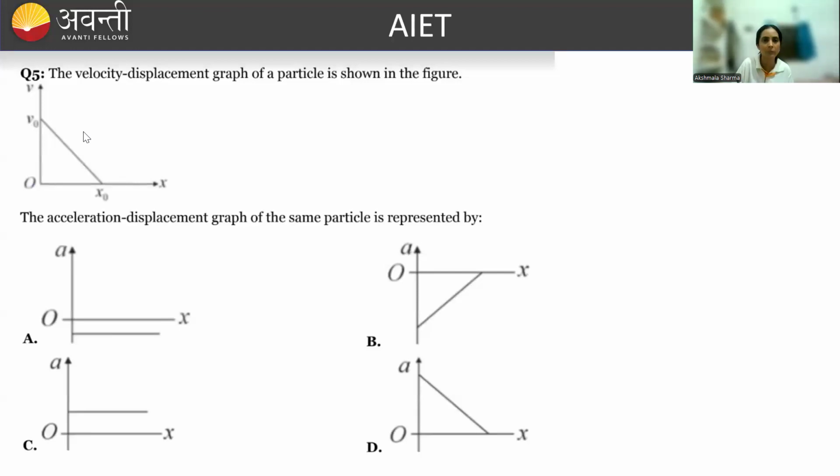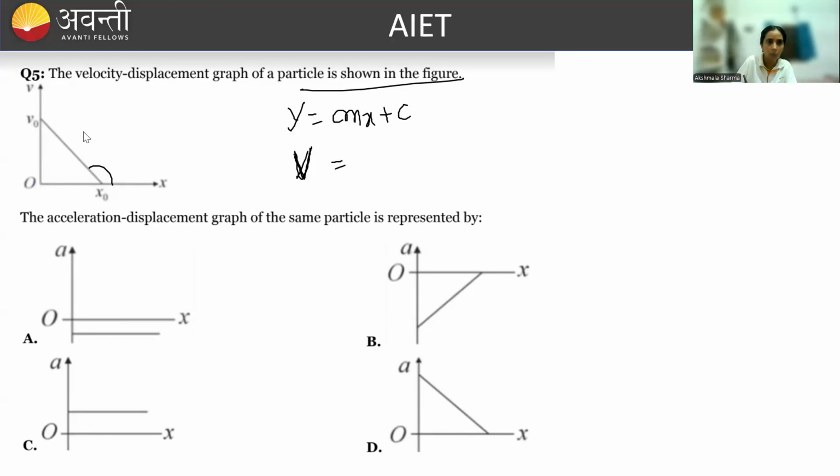Now let's solve this question. The velocity displacement graph of a particle is given. So this is the velocity displacement graph, and from this we have to find the acceleration displacement graph. So first let us write the velocity displacement graph. This is a straight line having negative slope, and y-intercept is v0. So the ideal equation is y equal to mx plus c for a straight line. So in the y direction what is there? Velocity. So let's write v.